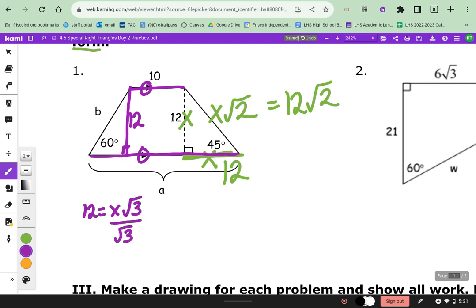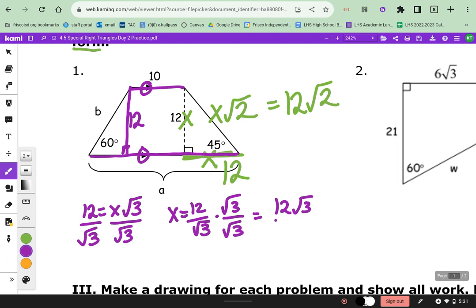So divide by square root of 3, square root of 3. So x equals 12 over root 3. Now I'm just going to rationalize and multiply by root 3 over root 3, so times square root of 3 over square root of 3, which gets me 4 square root of 3.